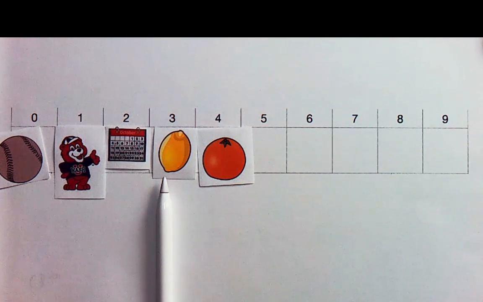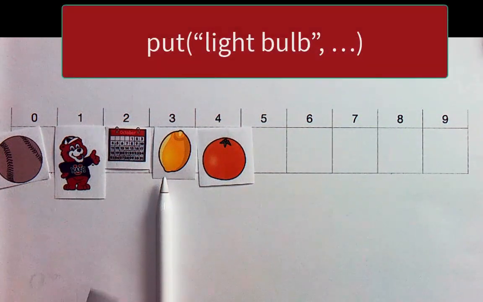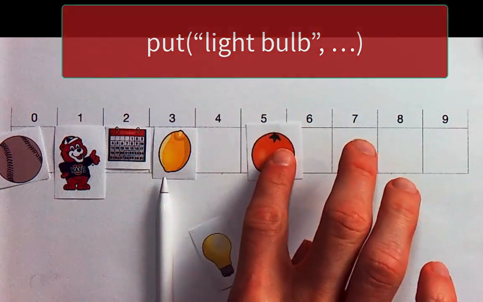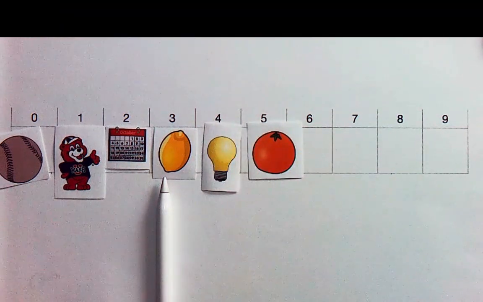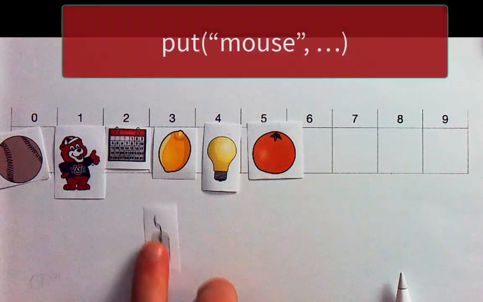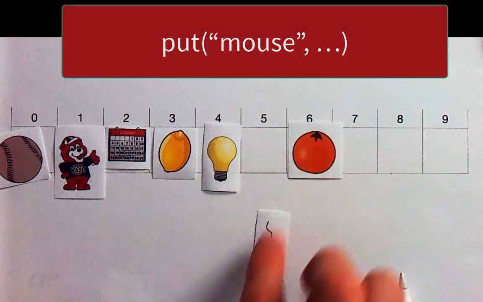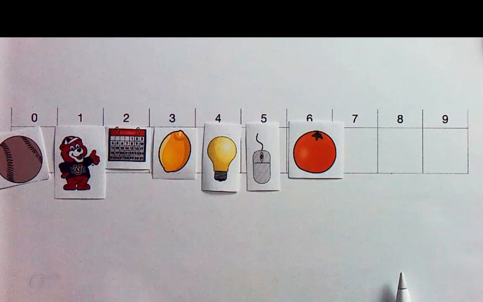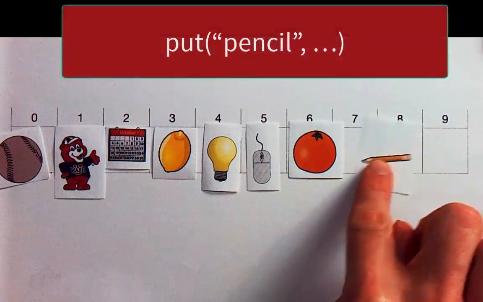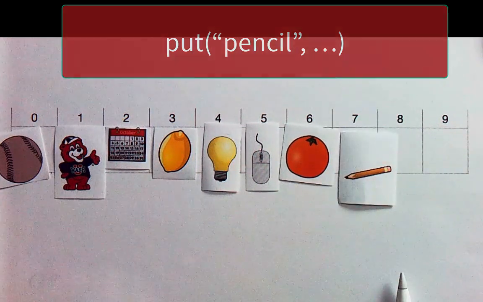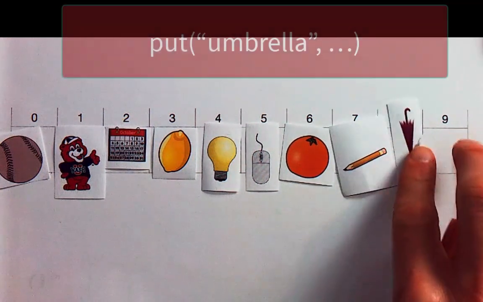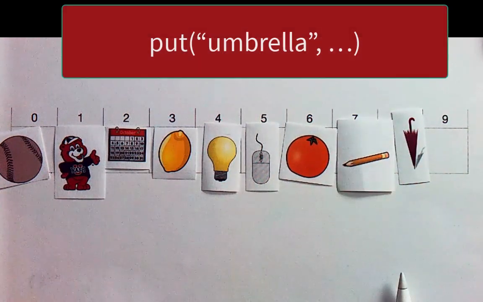And now I'm going to insert a light bulb. So light bulb comes after lemon, but before orange. Now I'm going to go ahead and insert a mouse. So mouse comes after lemon, after light bulb, but before orange. Now I'm going to go ahead and insert a pencil, which comes after the orange. And now I'll insert an umbrella. Okay, so we've got a whole bunch of items inserted here.